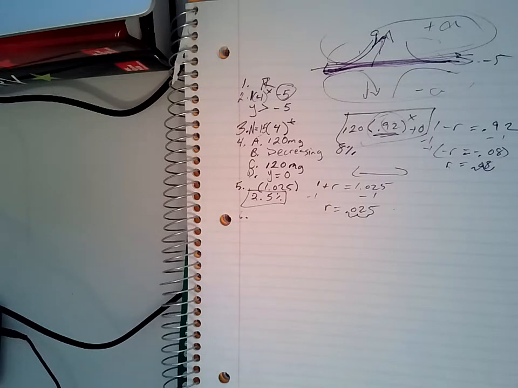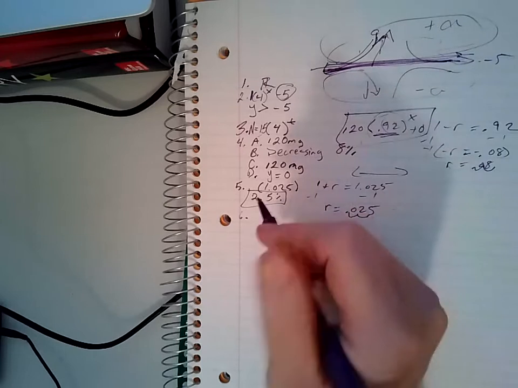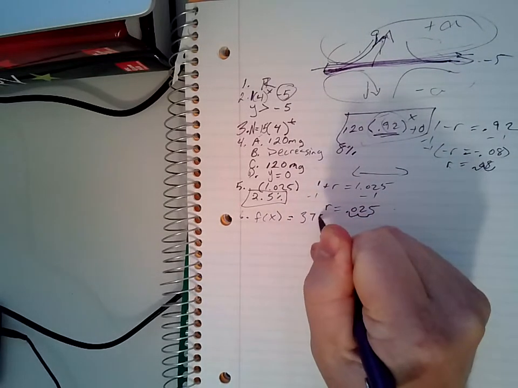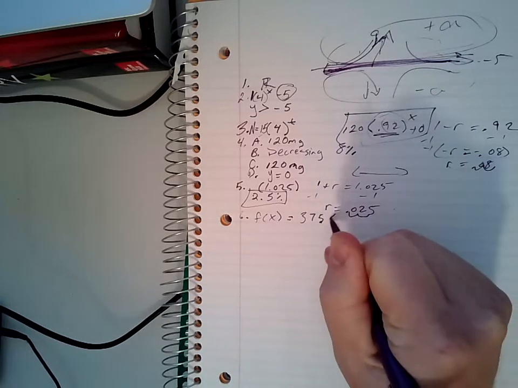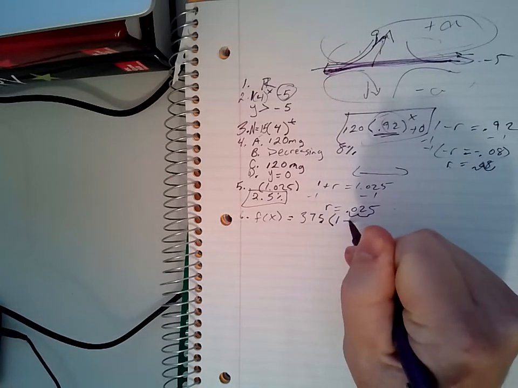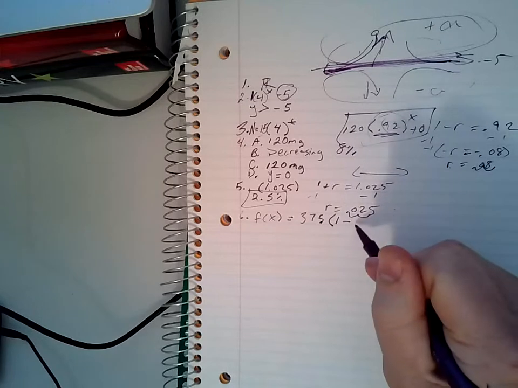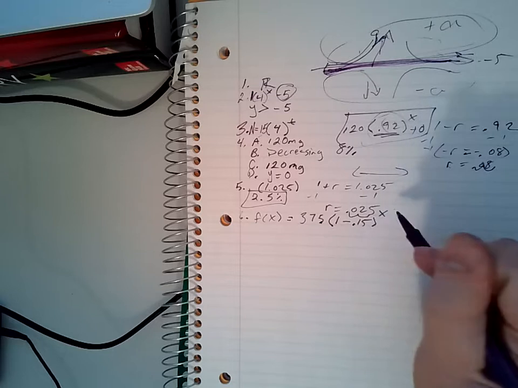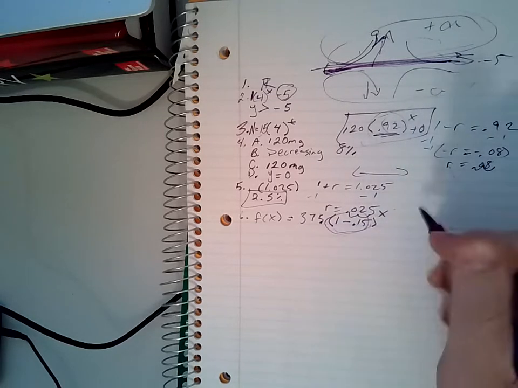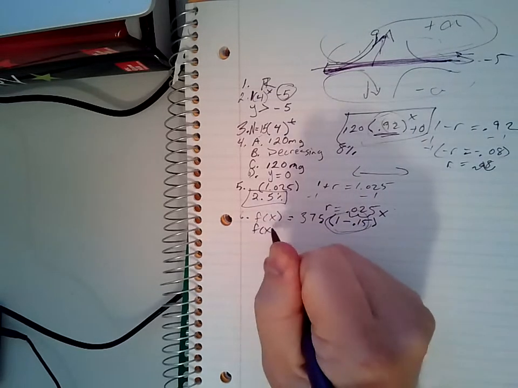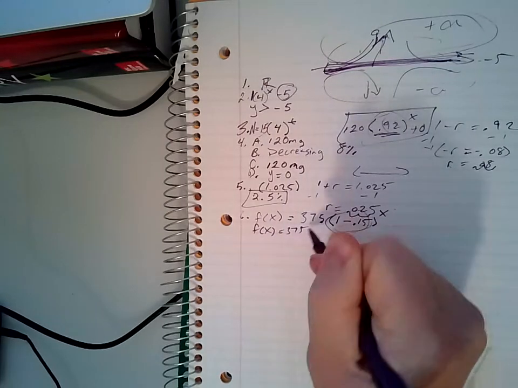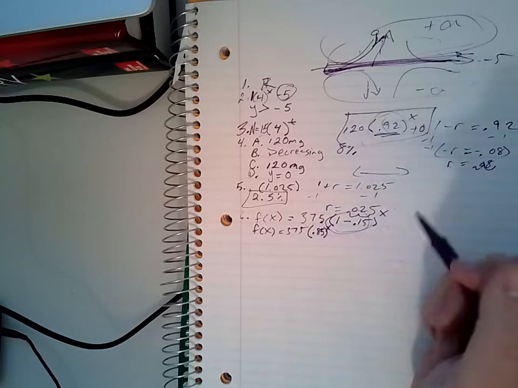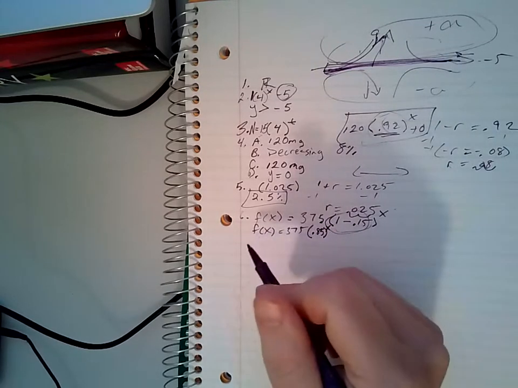Number 6 says, Bose cordless headphones purchased for $375 decrease in value by 15% each year. Write an exponential function to represent the given data. So the function is going to be f of x is equal to our initial investment of $375 times 1 minus the rate. The rate is 15%, so 0.15 to the power of x for each year. Now I need to simplify this to say f of x is equal to 375 times 0.85 to the power of x. All right, and that would be our function.